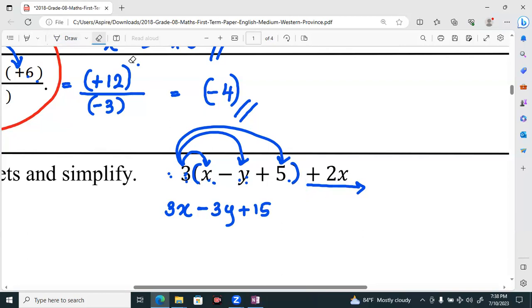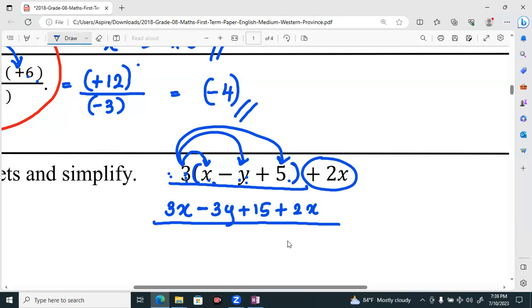After removing the brackets, we come to this point. Now after the bracket, who else must be added to this part? It is positive 2x. So we can say addition of 2x. After we remove the brackets this way, we need to see who are the like terms. Then we take all like terms near to each other. 3x, 3y, 15, 2x. What is the sign of 2x? It is plus. Then plus 2x. That means addition of 2x.